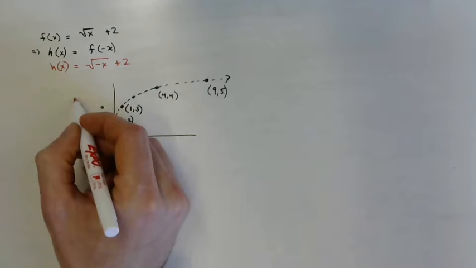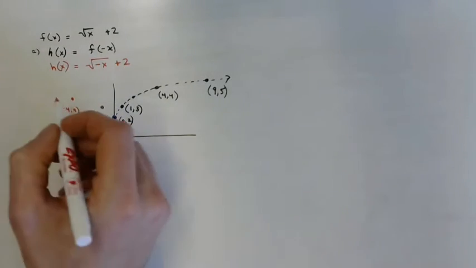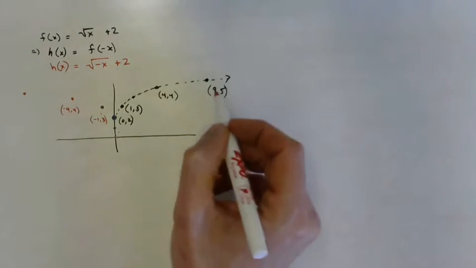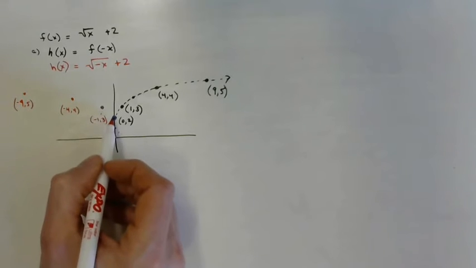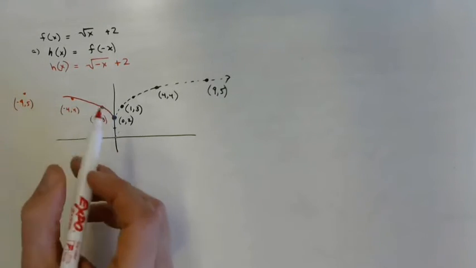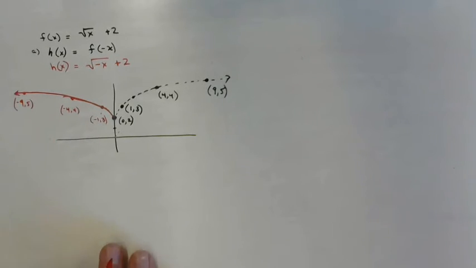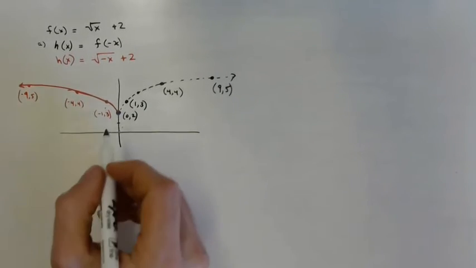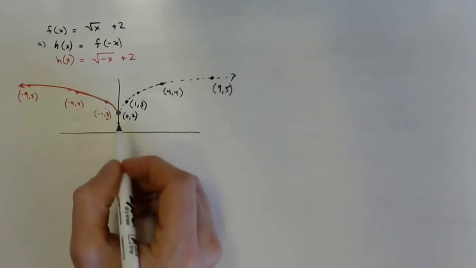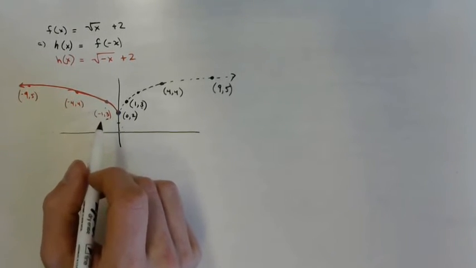Instead of 4, 4, it's going to go through negative 4, 4. Instead of 9, 5, it's going to go through negative 9, 5. And you can draw your curve. Mine won't be as perfect as yours because you have a nice graph for yourself. So the image points have the same y coordinate as the original points, but they have the opposite x coordinate. The sign of the x coordinate is opposite.